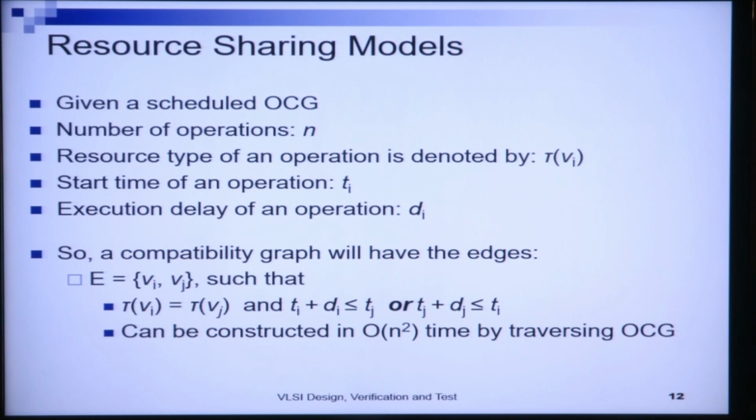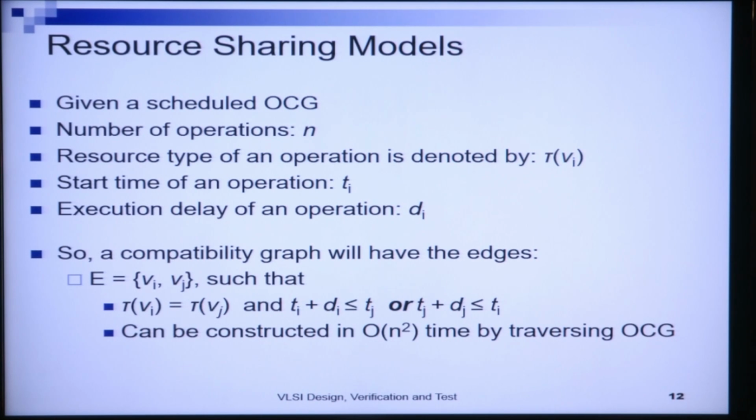Similarly, if Vi starts after Vj, then Vi must start at least Dj time steps after Vj starts. So, Tj plus Dj must be less than or equal to Ti, only then can I ensure that both operations Vi and Vj will not overlap in their execution intervals, and hence both these operations Vi and Vj can be implemented by the same type of resource.